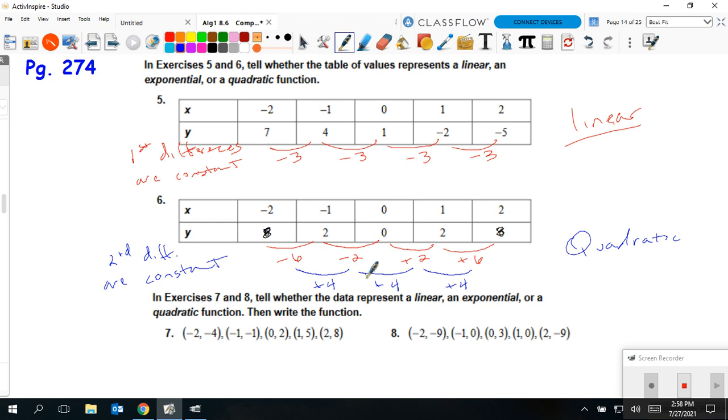All right, so for number 7 and 8, now instead of the ordered pairs in a table, we just have a list of the ordered pairs. Tell whether the data set represents linear, exponential, or quadratic, and then we also want to write the function. So we can do the same thing. We can see the x's, are they all constant?